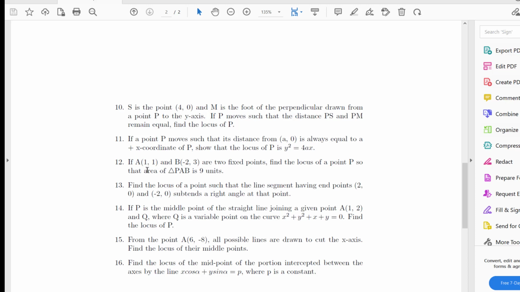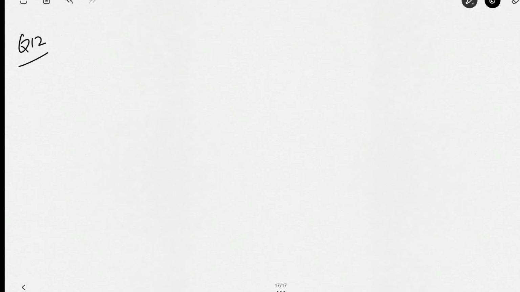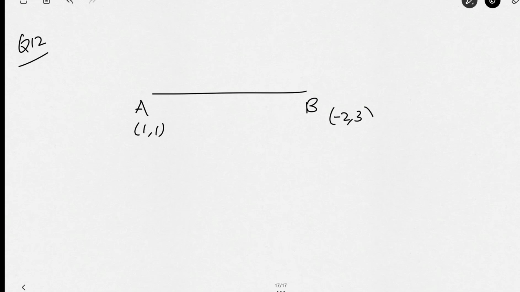Question 12. If A and B are two fixed points, find the locus of a point P so that the area of triangle PAB is 9 units. A is (1, 1) and B is (-2, 3). These are two fixed points. And what is the moving point? The moving point is some point P, alpha beta.